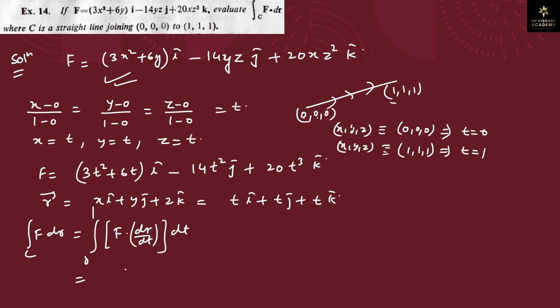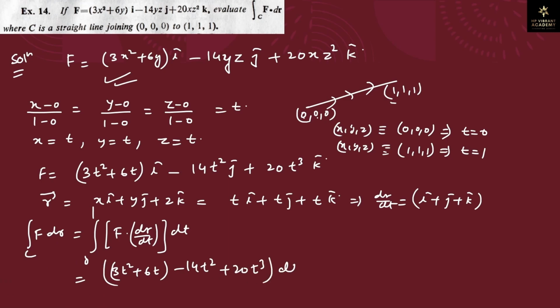And we have the dr upon dt. So dr upon dt is I cap plus j cap plus k cap. Okay. So we have the value of f as 3t square plus 6t minus 14t square plus 20t cube into dt, and it is 0 to 1. Okay. Let us further simplify this.